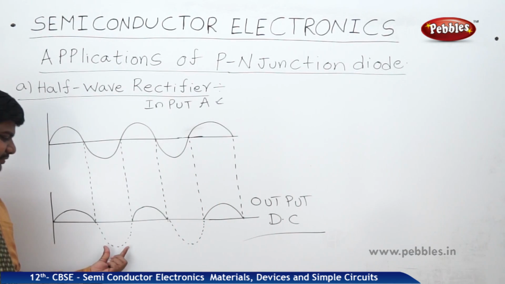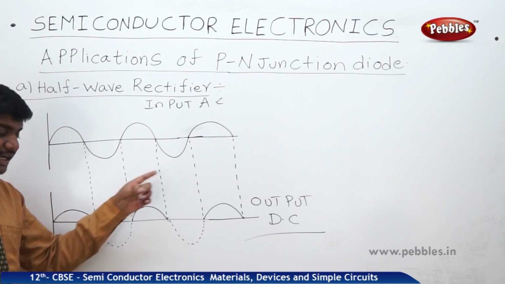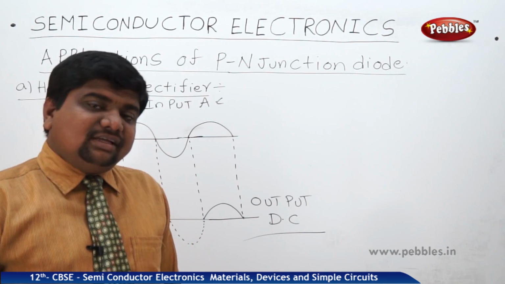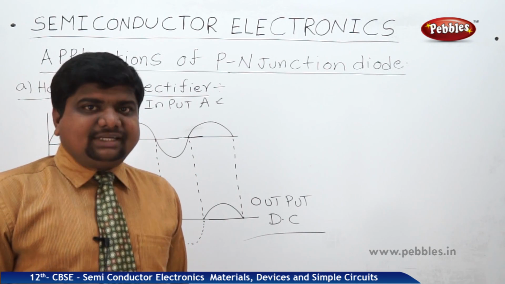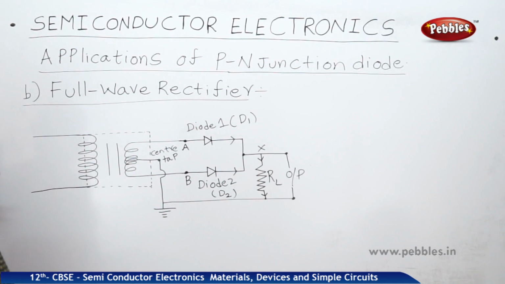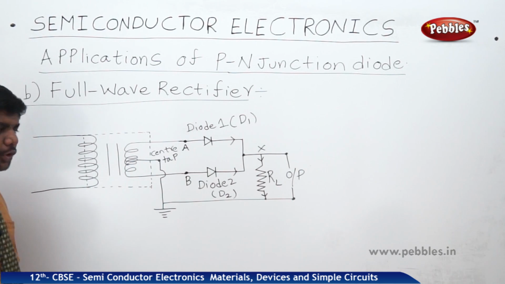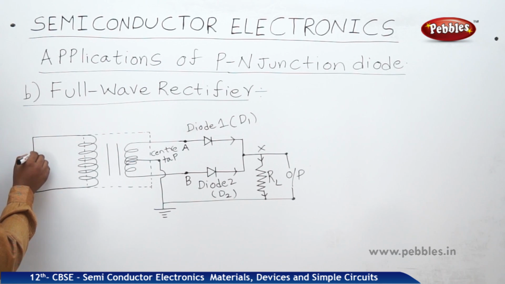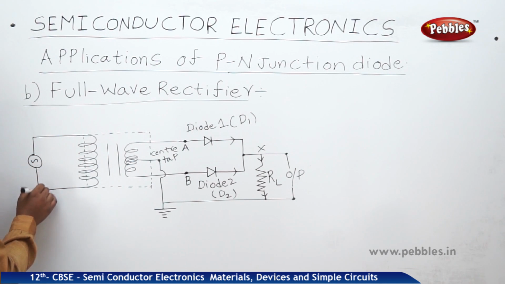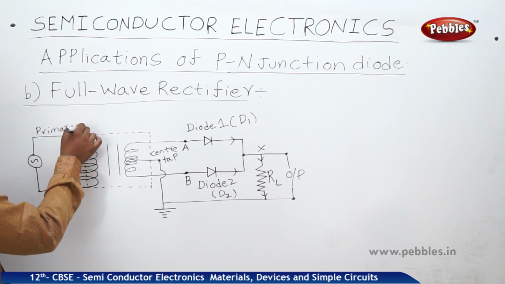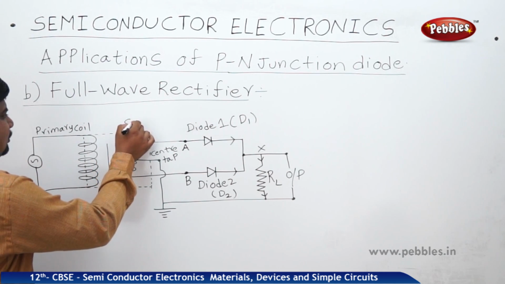Next, if the low peaks, the negative phase peaks, should also be converted to DC, we should construct another device. That device is called the full wave rectifier. So this is a full wave rectifier. See the circuit. As usual, the transformer core is connected to an AC source. This is the primary coil. This is the secondary coil.